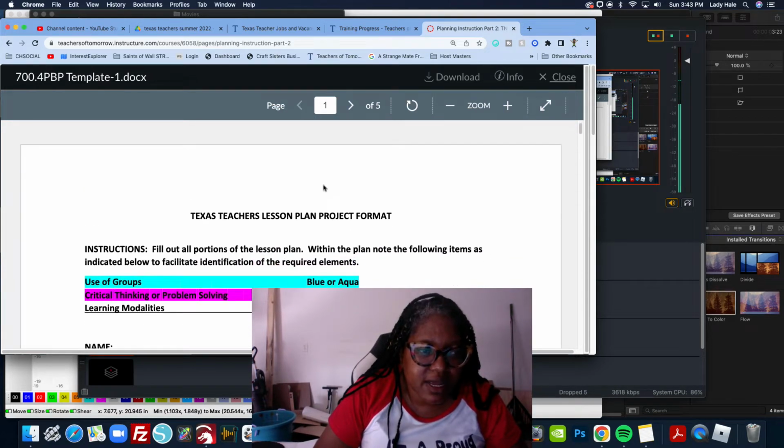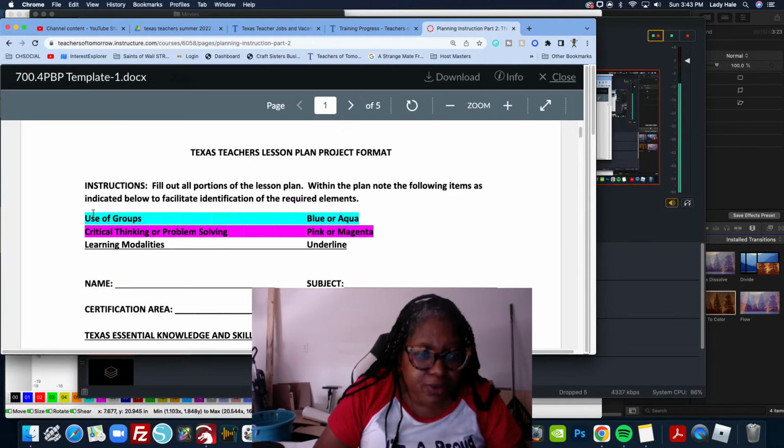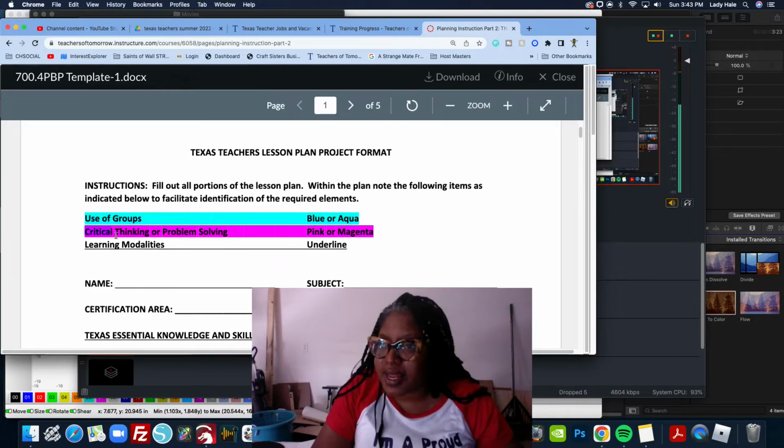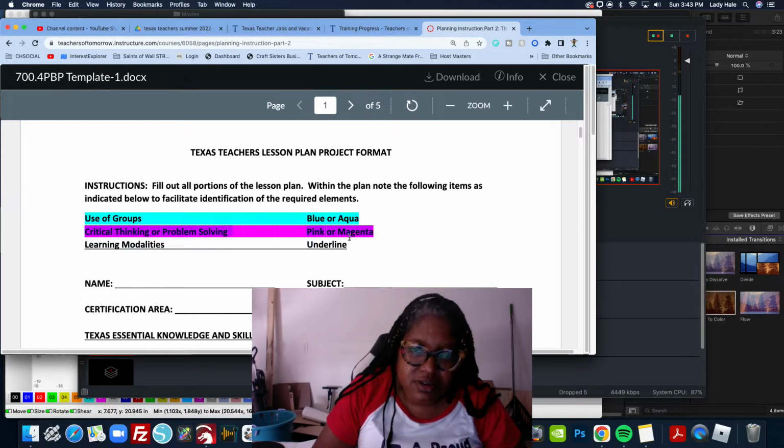When we go through it, we're now going to be using groups. Anytime there's a group, we're going to highlight it. Wherever they're using critical thinking or problem-solving skills, you're going to highlight it in that color.